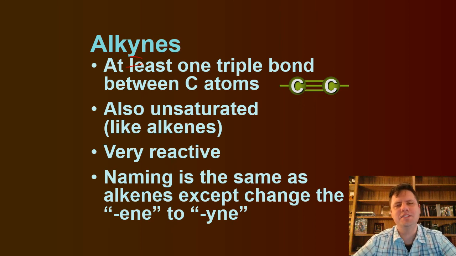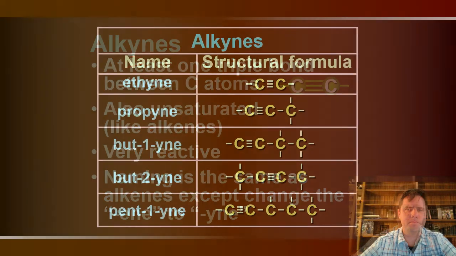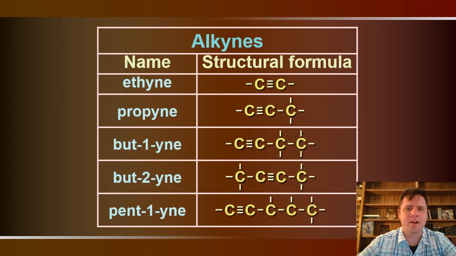We went from ane to ene to ine. It's the same principle. So here, instead of ethane, we have ethyne. Or instead of ethene, we have ethyne. It becomes then propyne, because there's a triple bond there, but 1-ine, or but 2-ine. Remember, if this triple bond happened to be over here and not here, it would still be but 1-ine, because we count then from the side that's closest to wherever it is. So it'd still be but 1-ine.